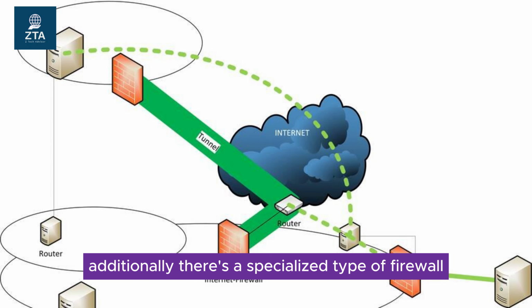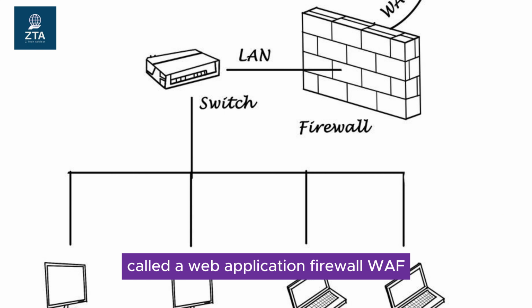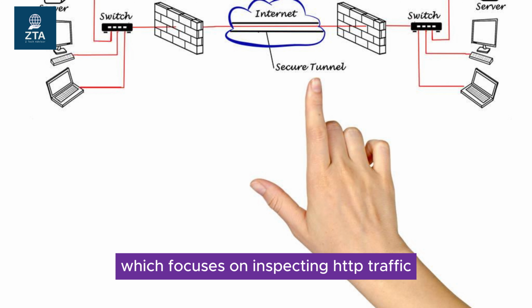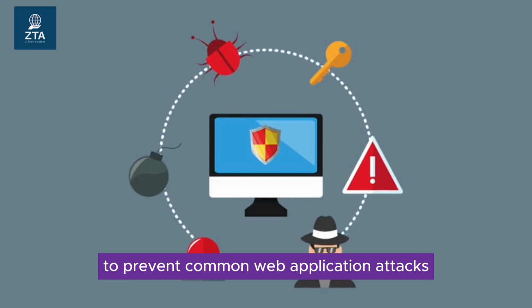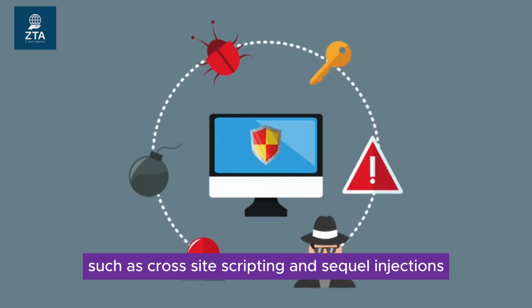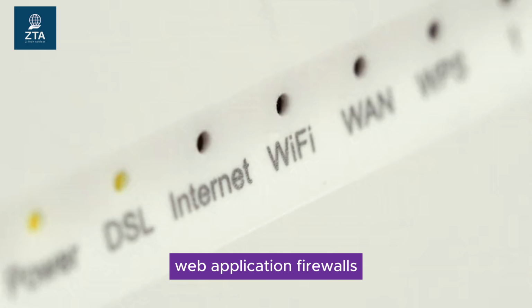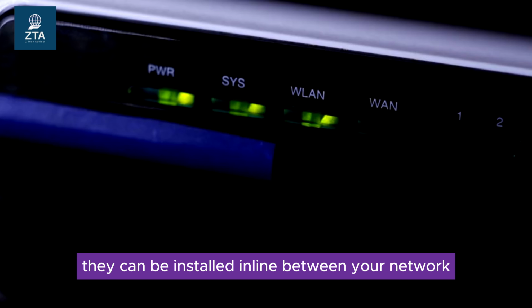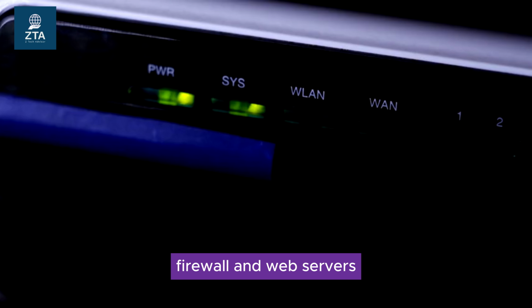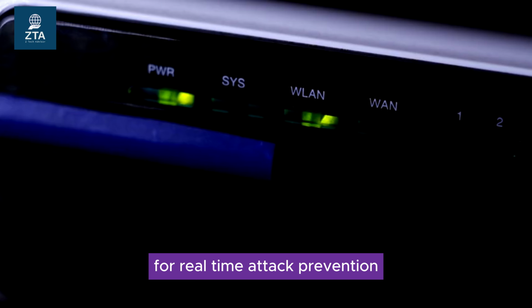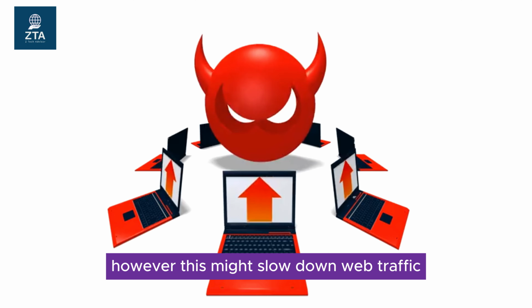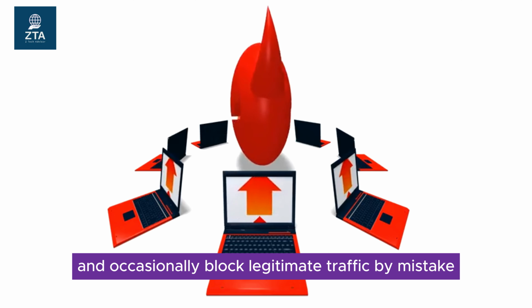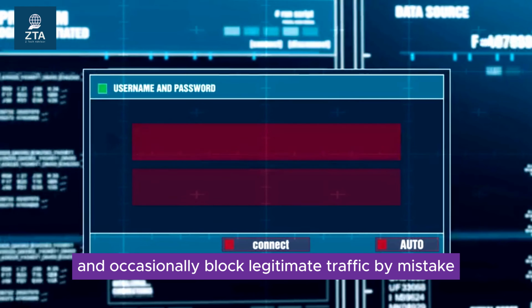Additionally, there's a specialized type of firewall called a Web Application Firewall, WAF, which focuses on inspecting HTTP traffic to prevent common web application attacks, such as cross-site scripting and SQL injections. Web Application Firewalls, WAFs, come in two main setups, as separate appliances or software plugins for your web server. They can be installed inline between your network firewall and web servers for real-time attack prevention. However, this might slow down web traffic and occasionally block legitimate traffic by mistake.